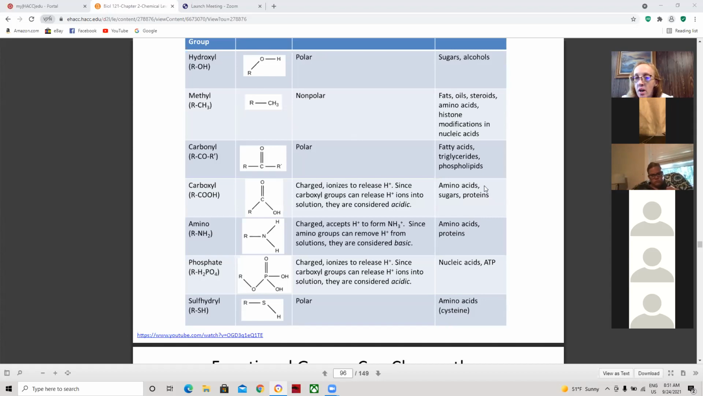Carbonyl groups are found in fatty acids, triglycerides, and phospholipids. Carboxyl groups are charged because they can ionize to release hydrogen ions. What is the definition of something that releases hydrogen ions? We talked about this last week. What would it be if it can ionize to release hydrogen ions, or give them up?